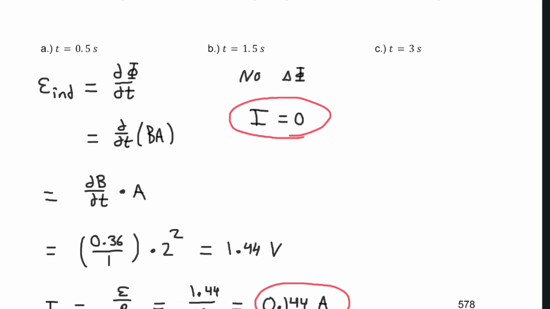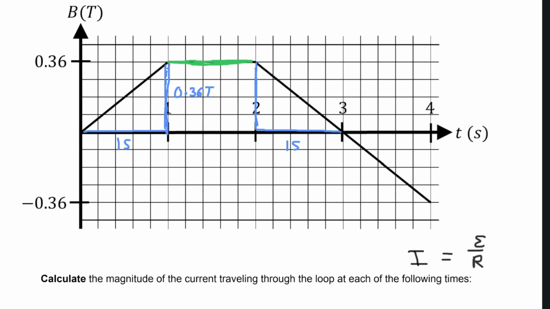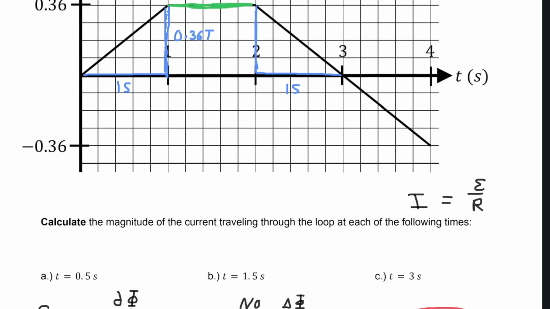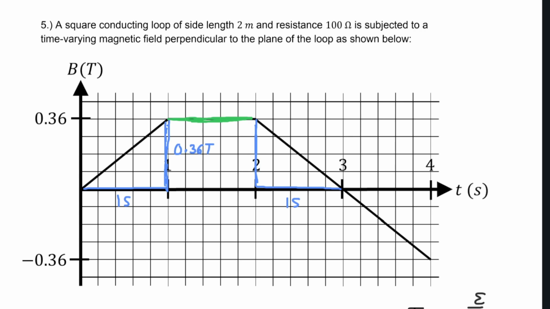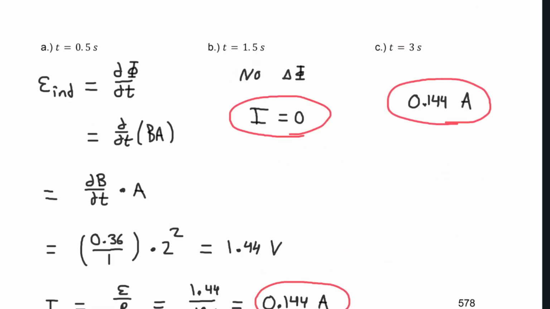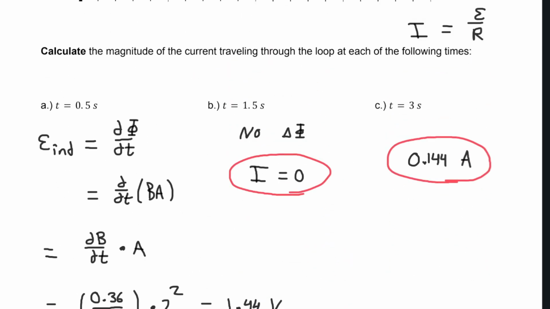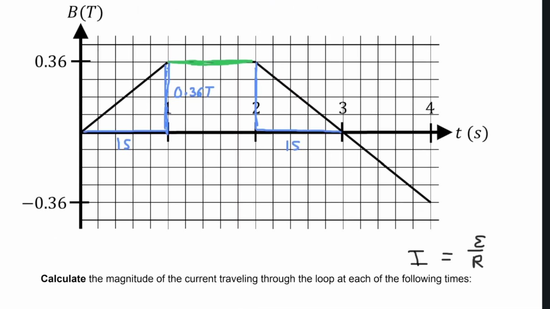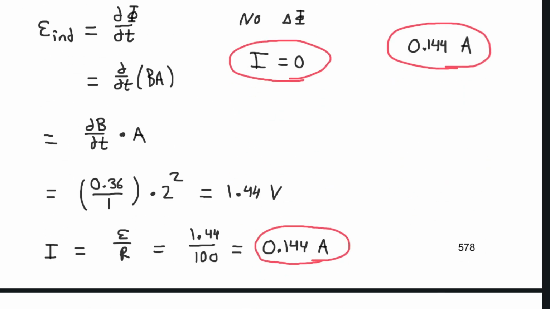And then due to symmetry, at t equals 3 seconds, notice this is the exact same slope as before. So it's going to be 0.144 amps. The only difference would be the direction of the induced current, which would be reversed between the two parts. I didn't ask that due to ambiguity in the directions, but the induced current would change direction when the field is decreasing versus increasing, but it is the same exact computation.